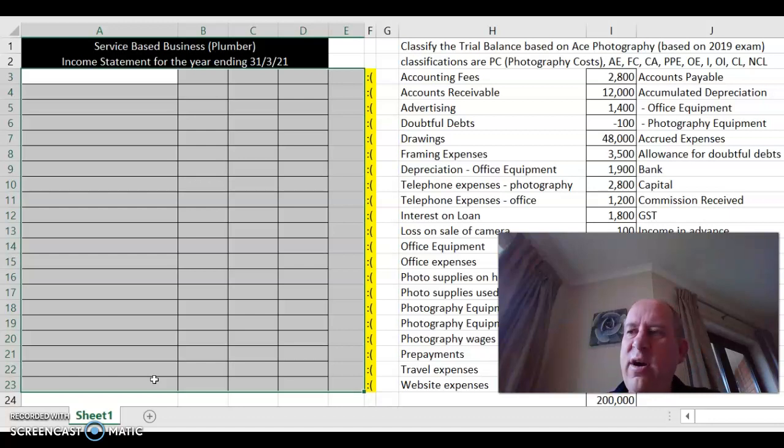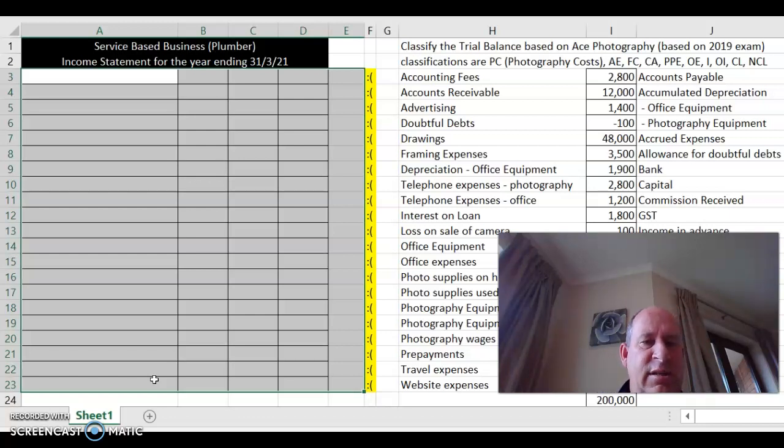So if you've got your 1B5 exercise book, press pause and set it up for service-based business. Plumber income statement for the year ended 31st 2021. Just press pause while you write that in, and we'll look at the sections.